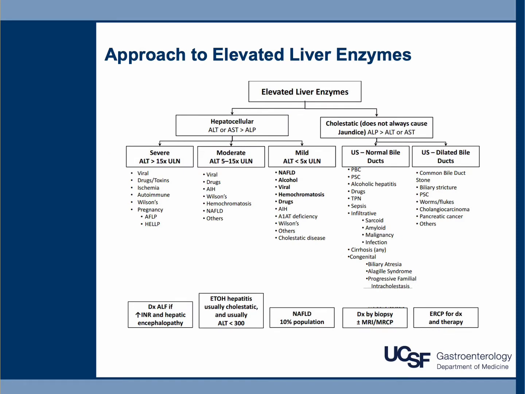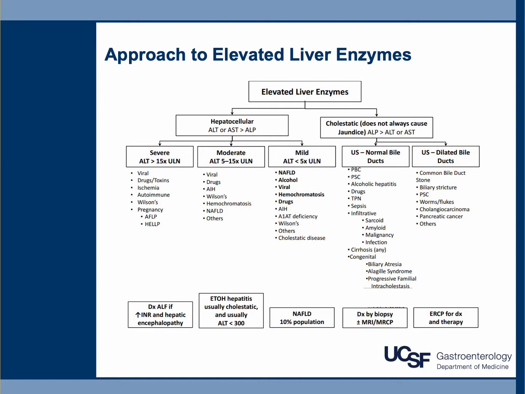When a patient presents with elevated liver enzymes, the first step is to look at the pattern of enzyme elevation. Here we see whether enzyme elevation is predominantly a hepatocellular pattern, meaning that there is a greater AST or ALT elevation when compared to bilirubin and alkaline phosphatase. Or is the pattern cholestatic, meaning that there is a predominantly elevated alkaline phosphatase and bilirubin when compared to the AST and ALT.